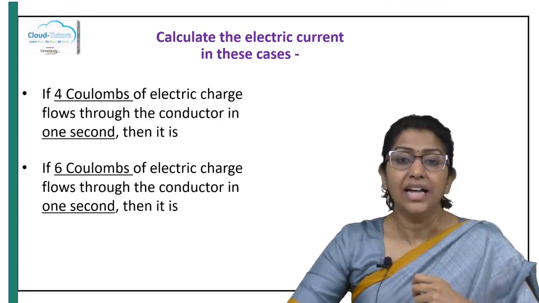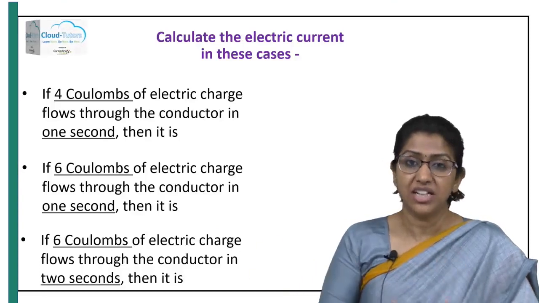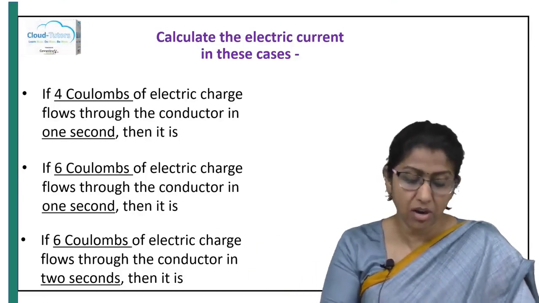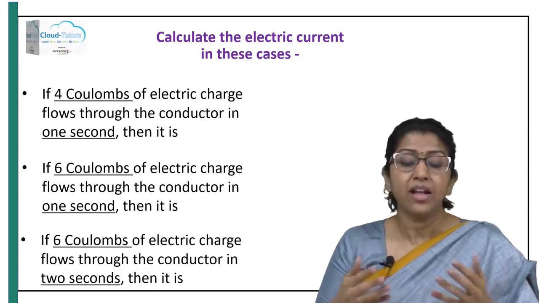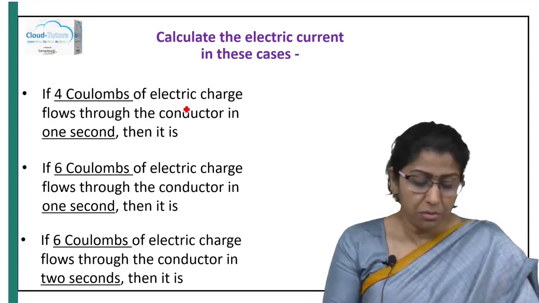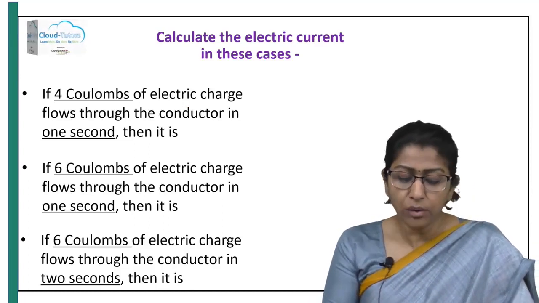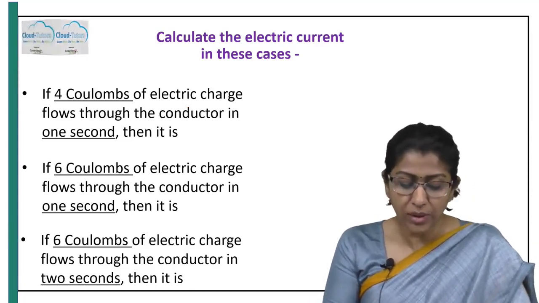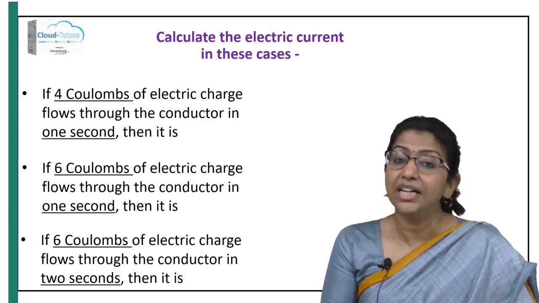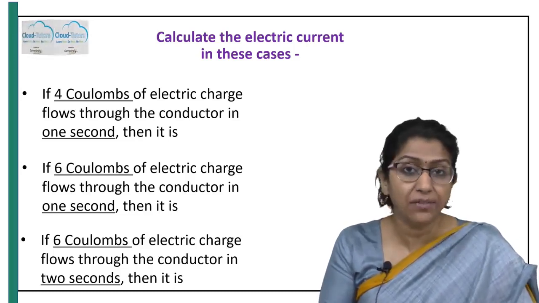Now, how do we calculate the amount of electric current using the given information? Here, as you can see, we have examples. So let's look at one of these examples. If 4 coulombs of electric charge flows through a conductor in 1 second, then how do we calculate the amount of electric current flowing through it?